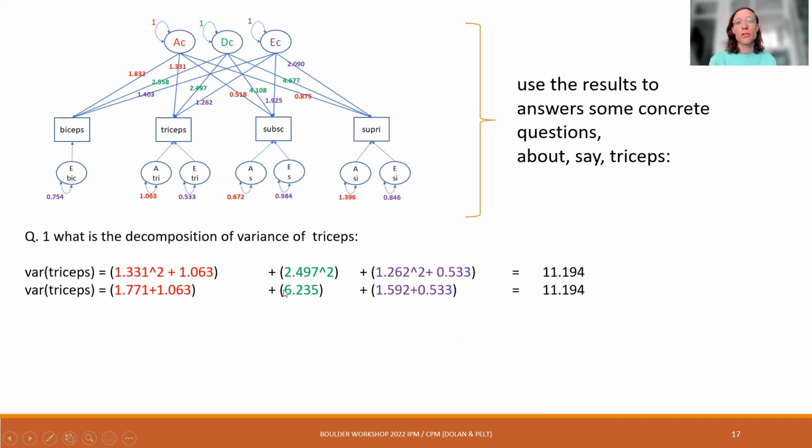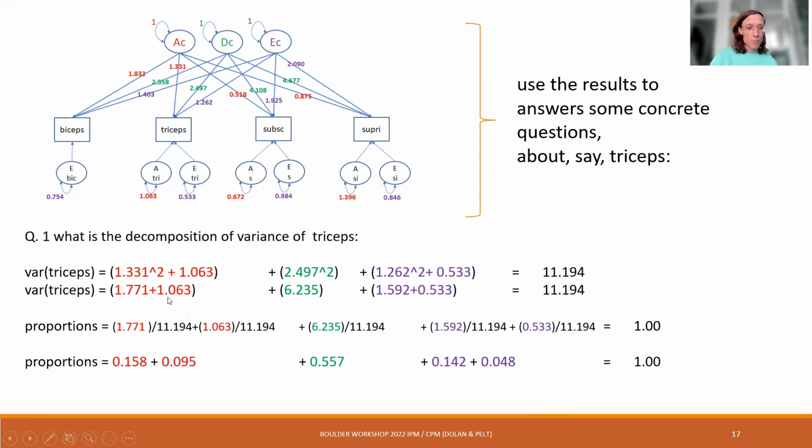For the dominance genetic effects, we only had common effects, so we simply square the factor loading. For non-shared environmental effects, we have, again, common and unique non-shared environmental effects. To find the common effect, we square the factor loading, and we simply add the unique non-shared environmental effect of 0.53 to get to the total non-shared environmental effect. And if we add this up horizontally, we get the total variance of the triceps phenotype.